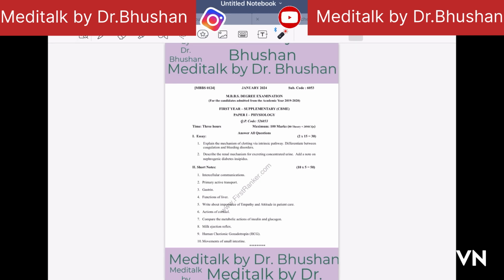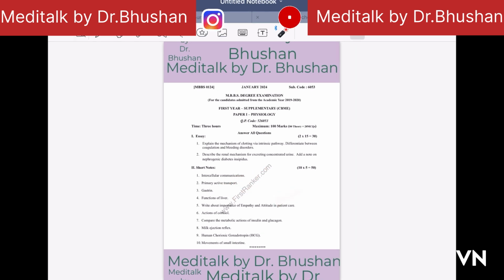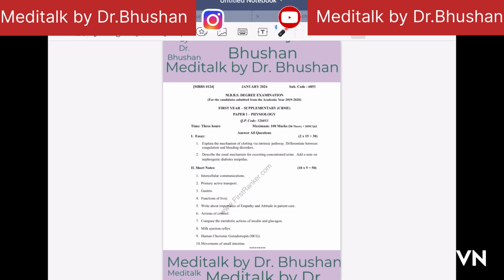Write short notes on intercellular communication, primary active transport, gastrin, function of liver. Write about the importance of empathy and attitude in patient care, action of cortisol. Compare the metabolic actions of insulin and glucagon.